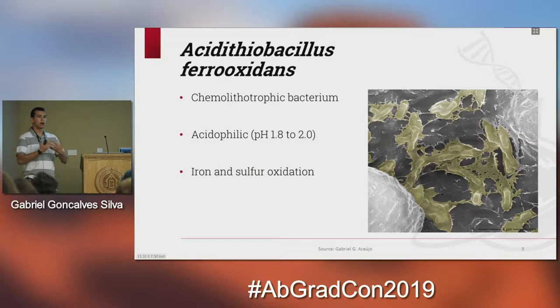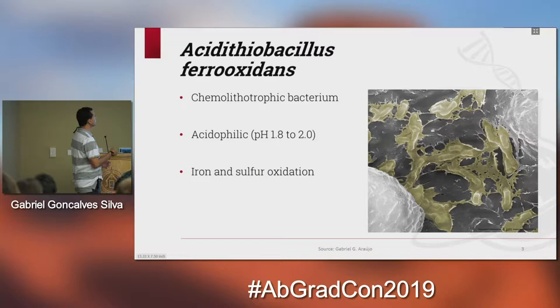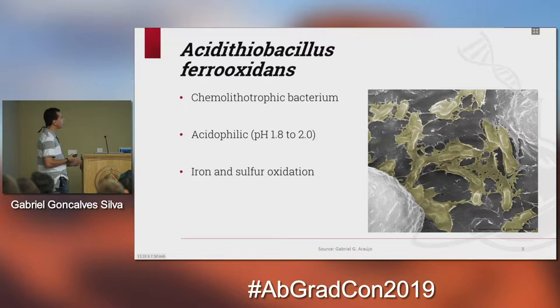This bacterium is acidophilic, it likes to live in places with a very low pH. It can use iron and sulfur species as a source of energy, and through this process of oxidation it gets this energy and later uses the carbon dioxide from the atmosphere to produce its biomass.